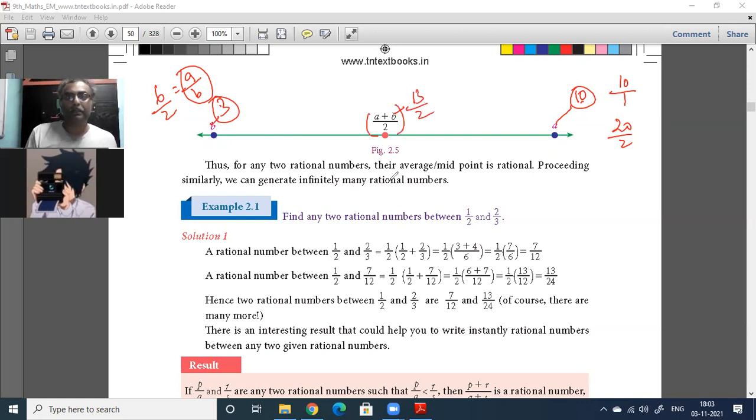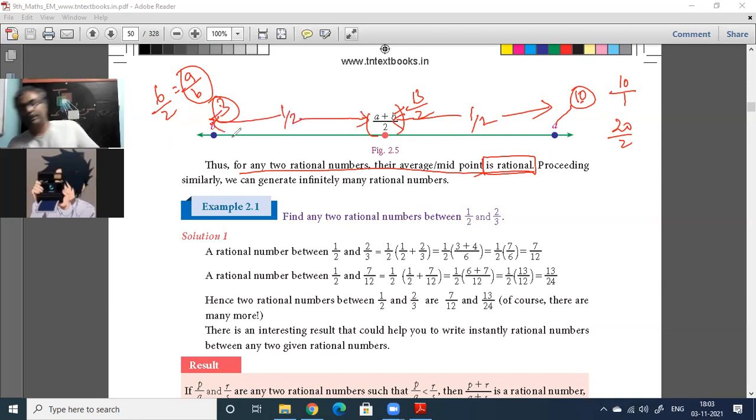So what is the learning that we are getting? The most important thing you are learning is, for any two rational numbers, their average or midpoint is also a rational number. So half the ratio, this line; half the ratio, this line. So that is a rational number. Okay, like that it is coming.